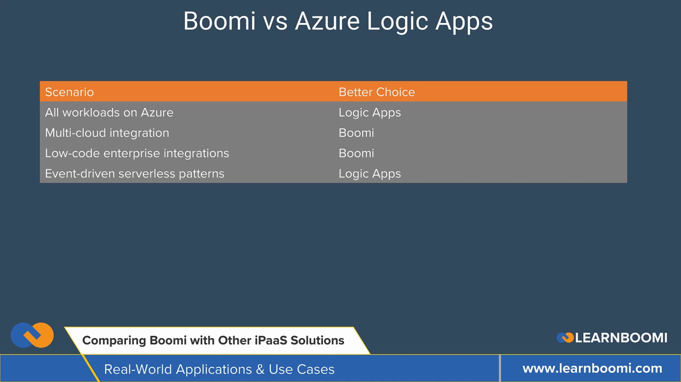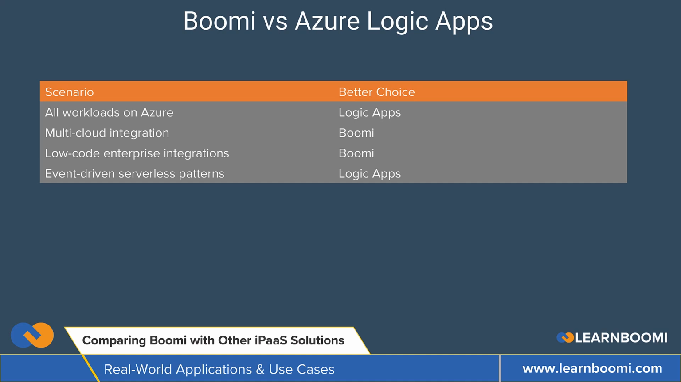And how does Boomi compare? Boomi is more platform neutral, working across all clouds like AWS, Azure and GCP. Boomi has a richer end-to-end integration suite. Logic Apps is great for Azure-specific workloads, but Boomi excels in hybrid, multi-cloud and business-driven integration. What are the ideal use cases?